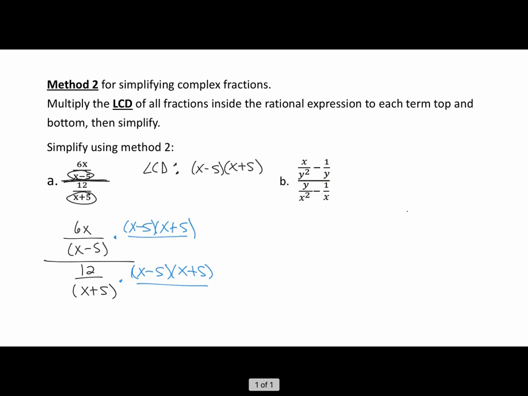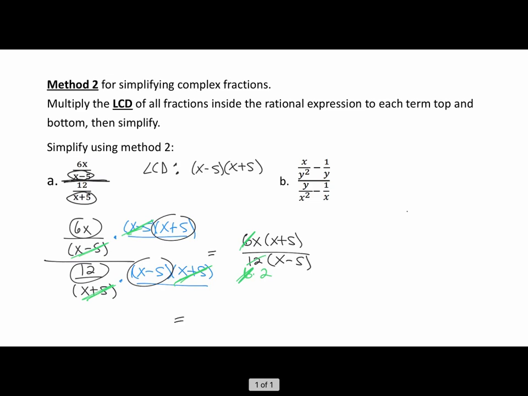Okay. Then we're going to divide any of those factors that we can, cancel them out multiplicatively. So cancel those factors out, and then let's see what's left. In the numerator, we've got 6x times x plus 5, and in the denominator, we've got 12 times x minus 5. Then we want to see if we can simplify this any further by dividing factors from the numerator and denominator. Since 12 is 6 times 2, we can divide a factor of 6, and that's all that they have in common.